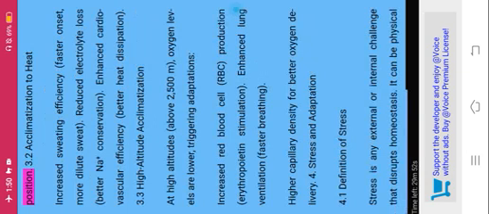3.1 Acclimatization to cold. Increased metabolic rate, enhanced thyroxine and adrenaline secretion. Enhanced vasoconstriction to reduce heat loss. Increased insulation via fur growth or fat deposition.